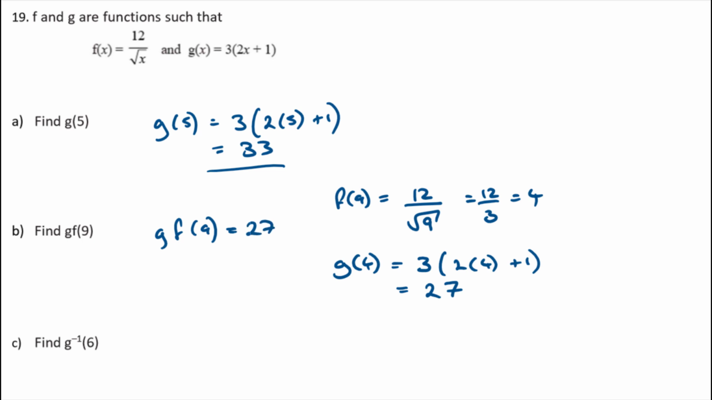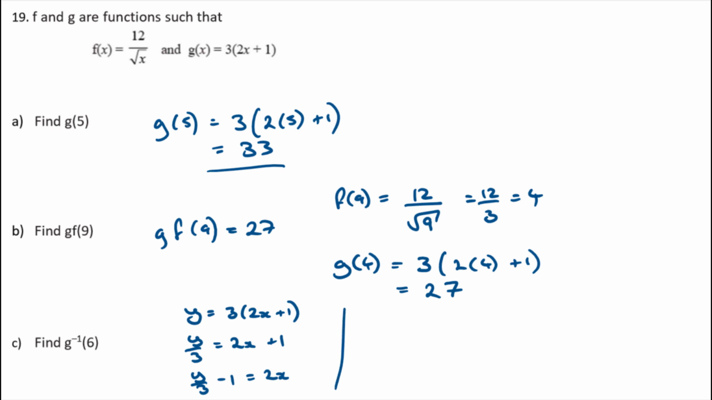And finally, g to the minus 1 of 6. Now, g to the minus 1 is the inverse function of g. You can find the inverse function by rearranging the function first. So I'm going to say let y equal 3 lots of 2x plus 1. I'm just replacing g of x with y. I'm going to rearrange it and make x the subject first. So I'm going to do that first by dividing both sides by 3. So I'm going to get y over 3 equals 2x plus 1. I'm going to take 1 away from both sides. So that's going to be y over 3 minus 1 is equal to 2x.